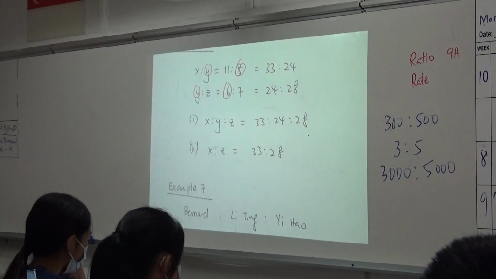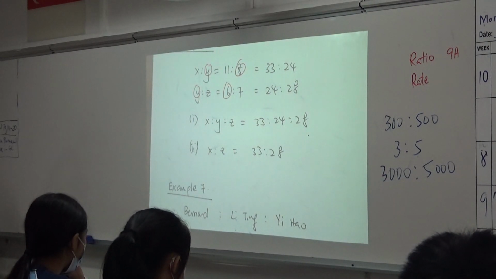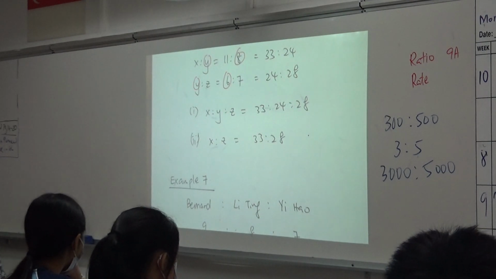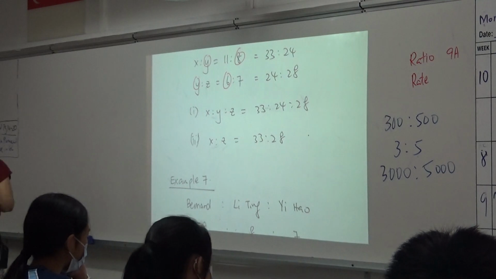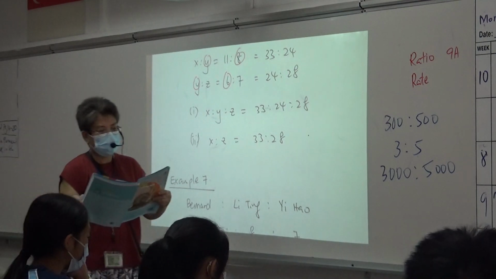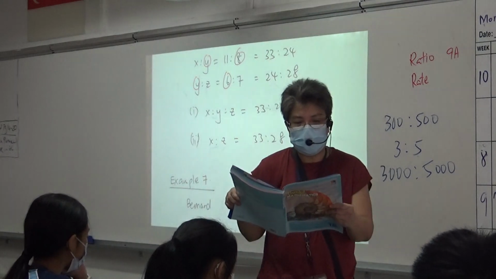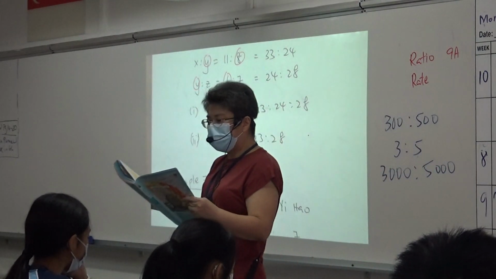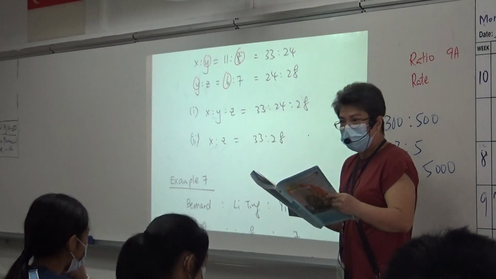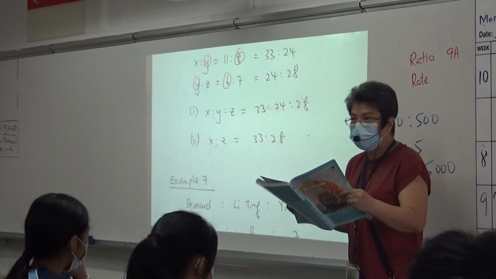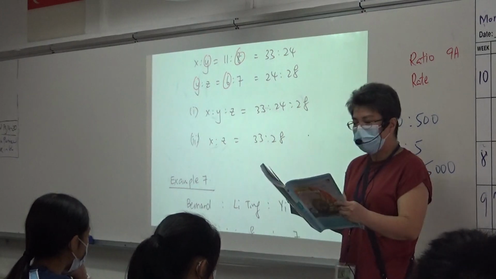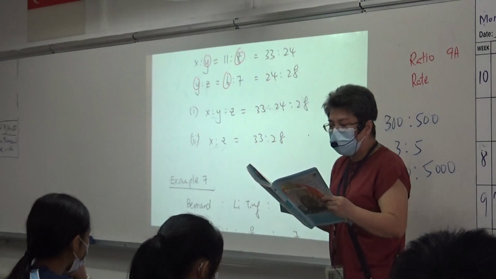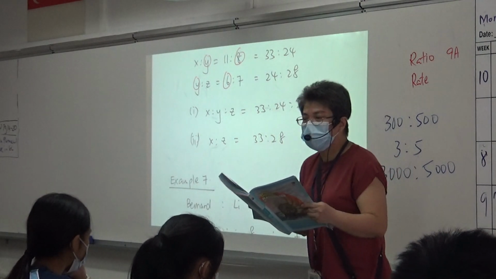Can you turn to page 42? Okay, page 42. Now, I'm going to read to you the question first. Example 7, page 42. The sum of money is divided among Bernard, Li Ting, and Yi Hao in the ratio 9 is to 8 is to 7. Can you understand? It's like just now like that, the Cheryl and the Superman. After Bernard gives $25 each to Li Ting and Yi Hao, the ratio becomes this.